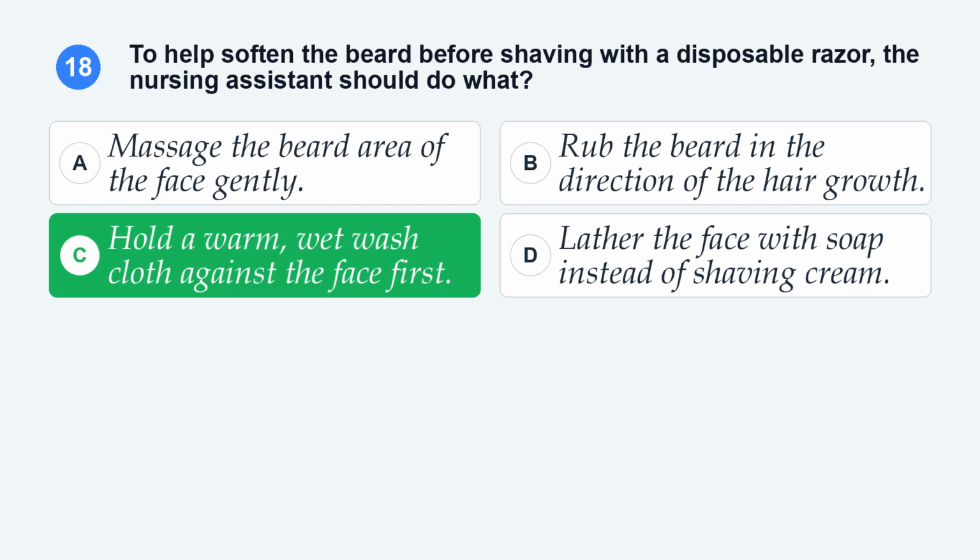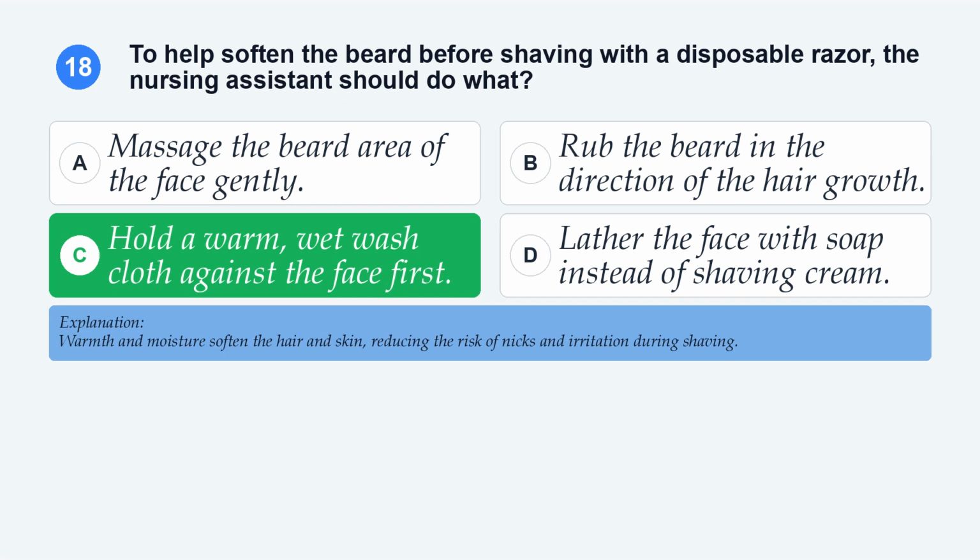The correct answer is option C. Hold a warm, wet washcloth against the face first. Explanation. Warmth and moisture soften the hair and skin, reducing the risk of nicks and irritation during shaving.